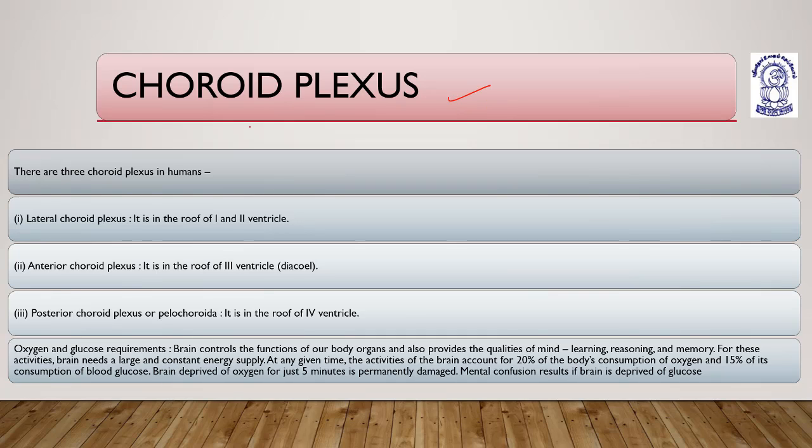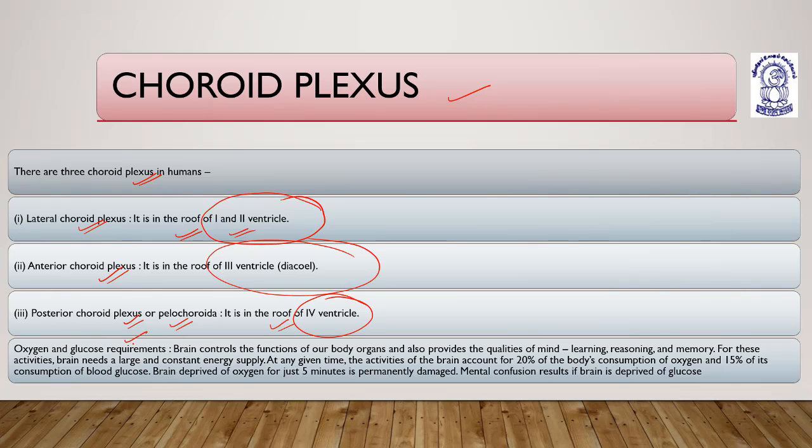There are three choroid plexus in humans. The lateral choroid plexus is the roof of the first and second ventricle. The anterior choroid plexus, or ACP, is the roof of the third ventricle, diaceal. And the posterior choroid plexus is the roof of the fourth ventricle.